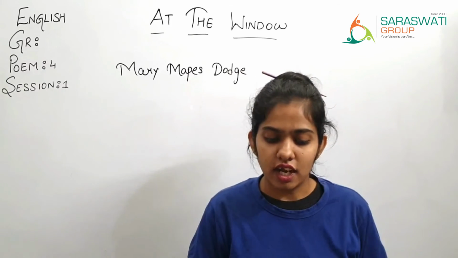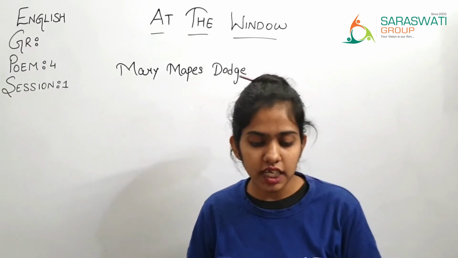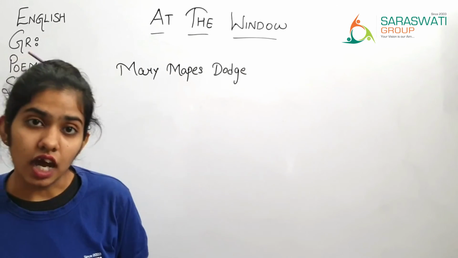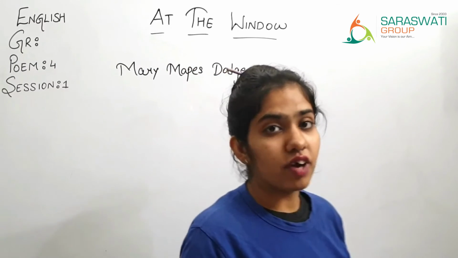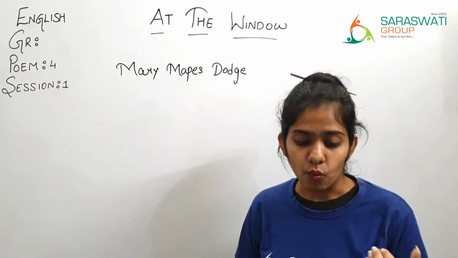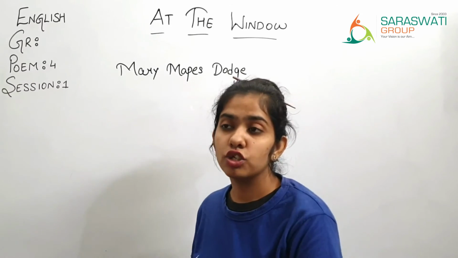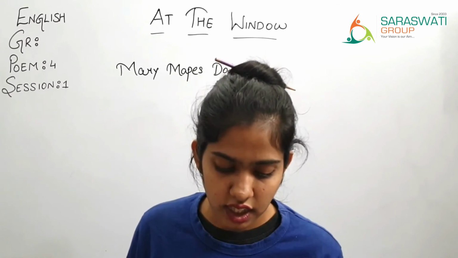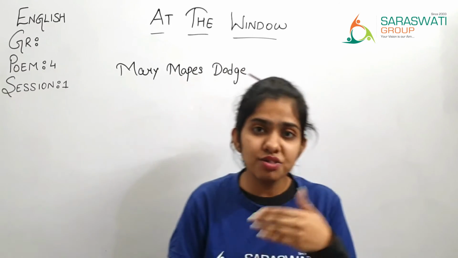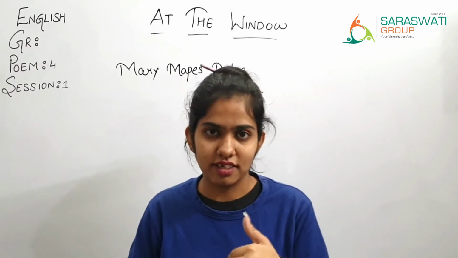Okay, now the next stanza is, in and out wanders the bright moon. In and out she will find it soon. Now what are the related questions? Where is the moon going in and out? The moon is going in and out of the clouds, right?